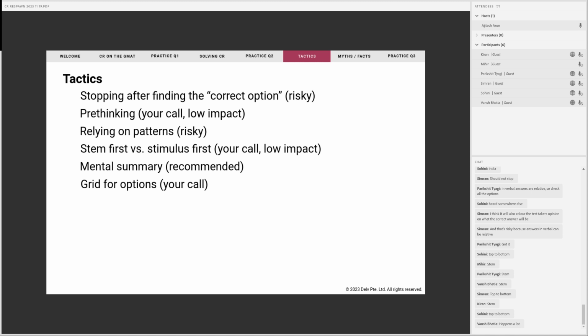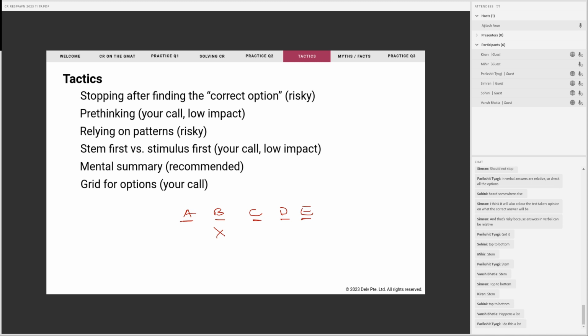Now, you could also use a grid. A grid just means, have an A, B, C, D, E. Obviously, on the GMAT, you're not going to see these letters like A, B, C, D, E, but at least they help you track these 5 options. Now, how does this help you? If you remove an option and you are absolutely sure that it's wrong, you put an X next to that, so that you don't get tempted to read that option again. This may save you a little bit of time. Now, you can use this grid.